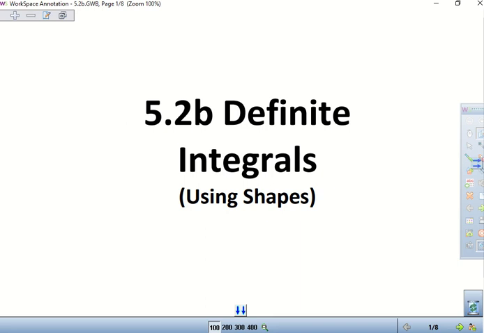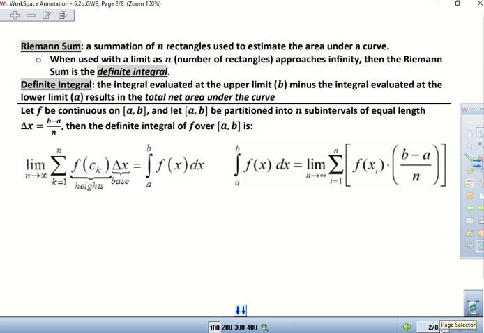Alright, so today we're going to be doing 5.2b, which is definite integrals using shapes. All of this is a recap of what I talked about in more depth yesterday. This is just understanding that Riemann sum is basically addition of some amount of rectangles under the shape. When you integrate, you are basically adding those infinite amount of rectangles. If you have infinitely many rectangles, you can actually get the exact area underneath the curve.